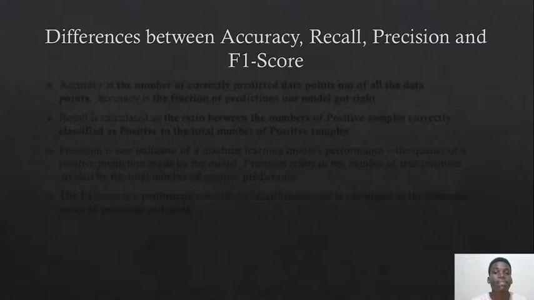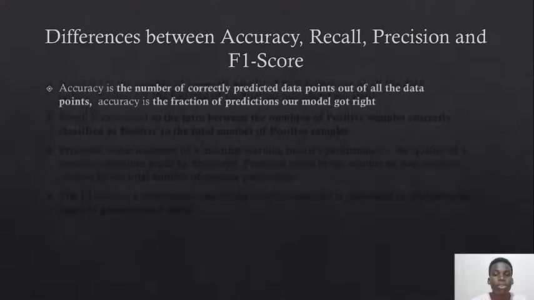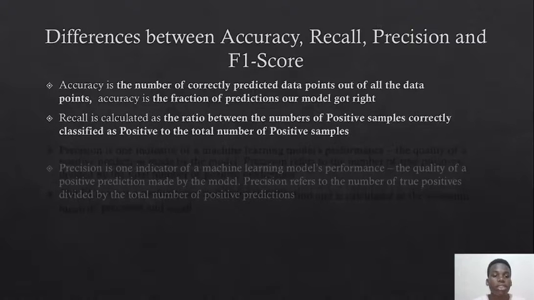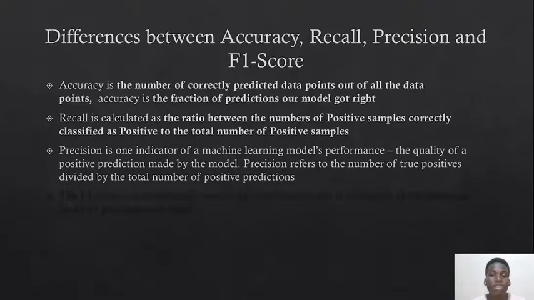Yes. Then we're going to go to our next slide, and those are going to be the differences between accuracy, recall, precision, and F1 score. Then with accuracy, it is the number of correctly predicted data points out of all the data points. So what are you trying to say? Out of all the data points that are there, how many were predicted true? That is going to be the accuracy.